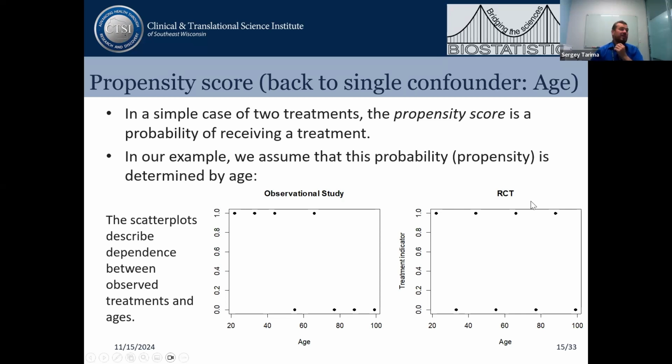In the RCT, the picture is different. Untreated and treated patients, due to randomization, have approximately the same ages. But we see imbalance over here in the observational study.